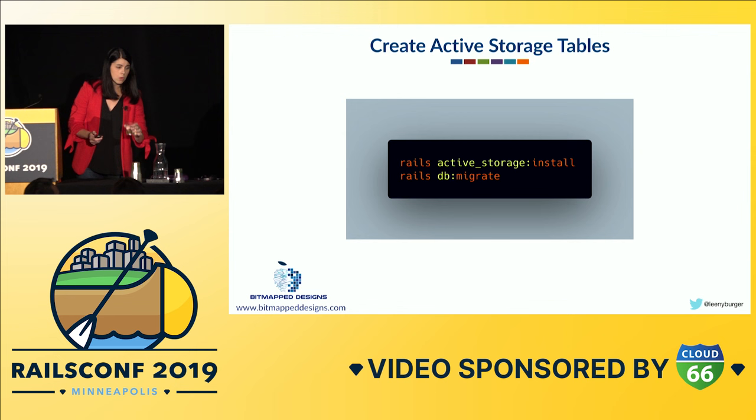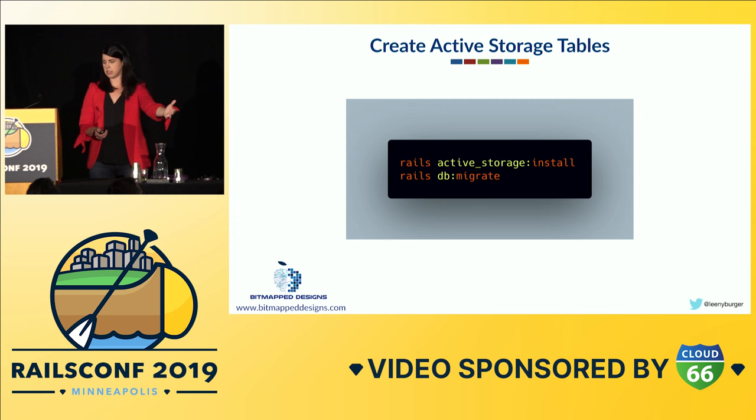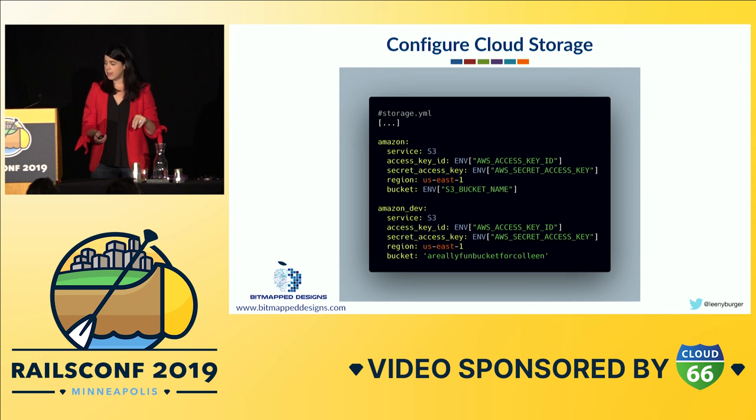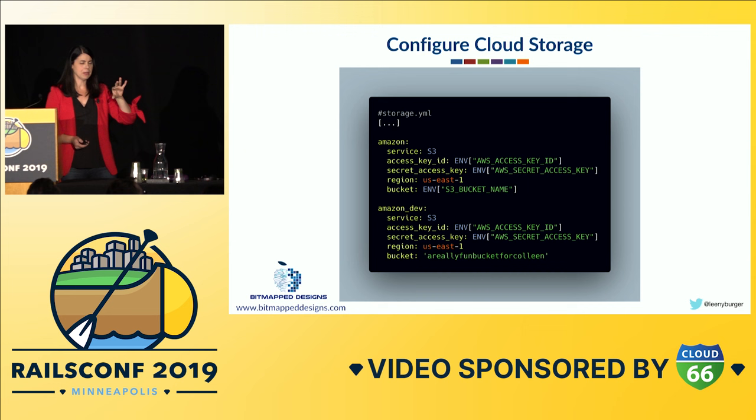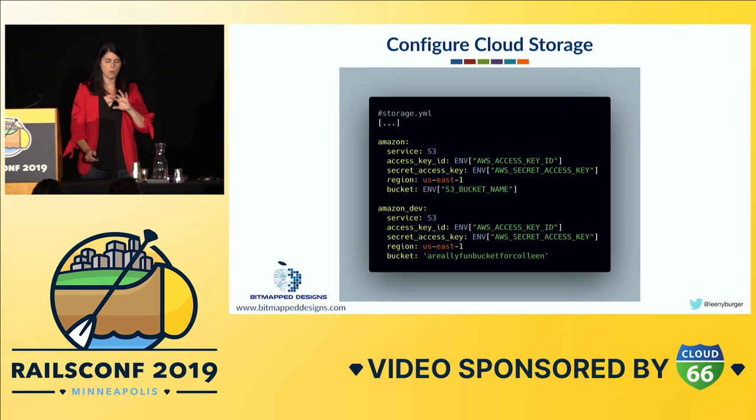So step one is install Active Storage, create the tables, and then you need to configure your cloud storage. The way this is set up right here is we have an Amazon, which is going to be our production storage, and Amazon Dev, which is our dev storage. I created this little contrived example for this talk. So you can see I came up with a very clever bucket name there, a really fun bucket for Colleen, which was unique. So go me. But when we did this on our production application, this is how we had it set up as well. It's really going to depend on your setup, but I would highly recommend testing this on a dev bucket on your cloud storage provider.